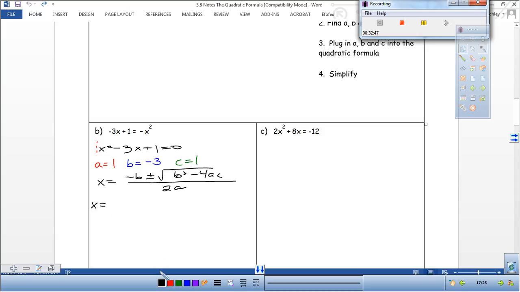Okay, so we get x equals negative b. And then when I plug in negative 3, it makes it a positive 3. Then plus or minus the square root of 3 squared minus 4 times my a, which is 1, times my c, which is 1, and it's all over 2 times 1.